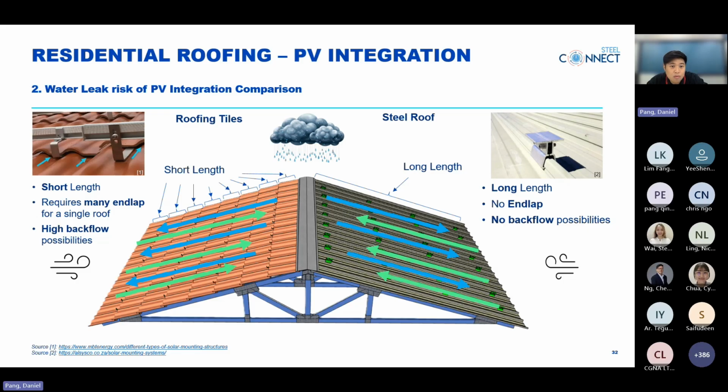Now on a steel roof, which does not have any end lap on a single roof, there is no backflow possibility. So with this, let's add a little bit of rain. And as mentioned earlier, water naturally flows downwards. But when a strong wind blows, the water will try to go upwards. And of course, the ones with more end laps will have a higher tendency of water leak. So what this means is, steel roof has better compatibility for PV panels as compared to a tile roof.